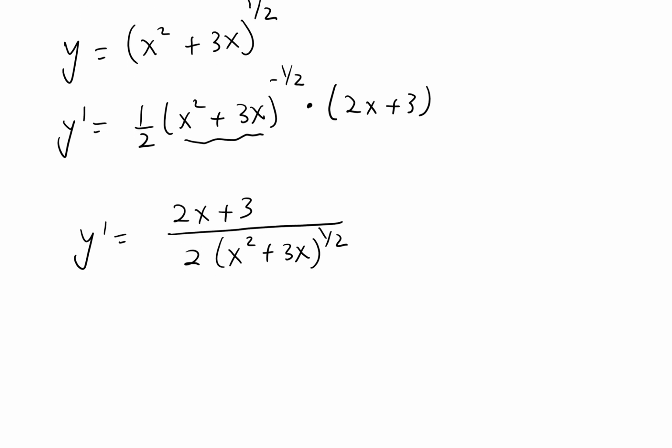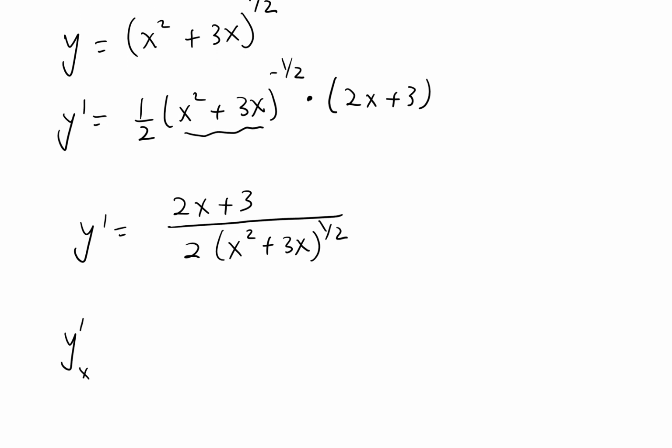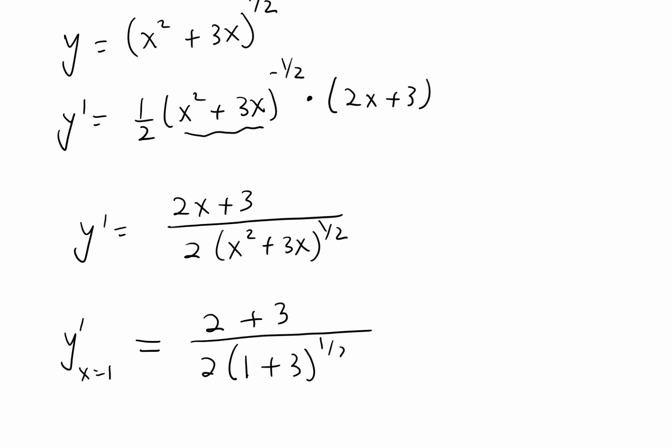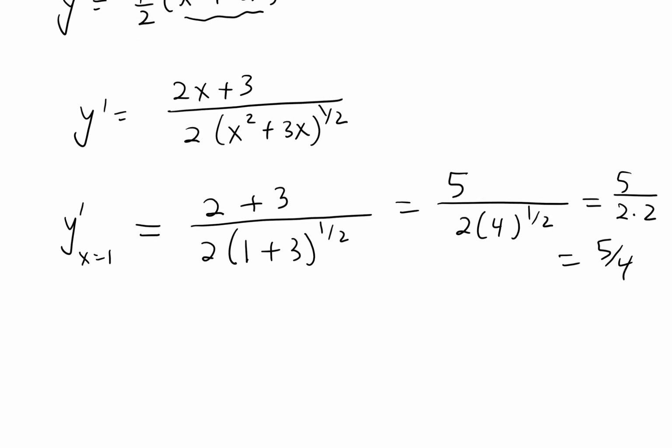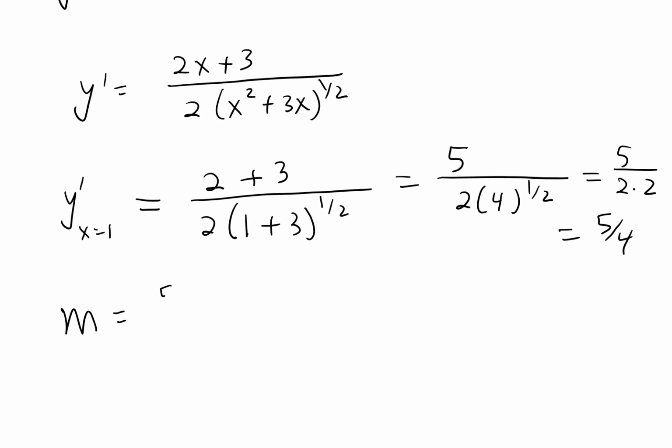When you take x equals 1, so y prime at x equals 1, (2 times 1 plus 3) over 2 times (1 plus 3) to the 1/2. That gives me 5 over 2 times 4 to the 1/2. 4 to the 1/2 is the square root of 4, which is 2. So 2 times 2, 5 over 4. That's the slope. So the slope is 5 over 4.